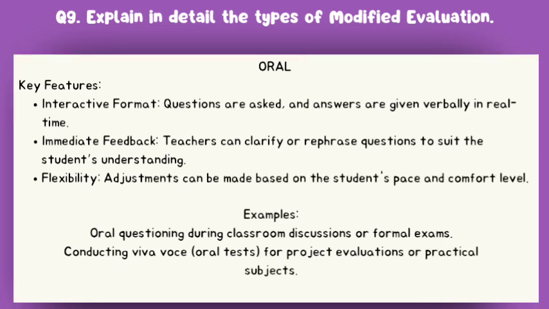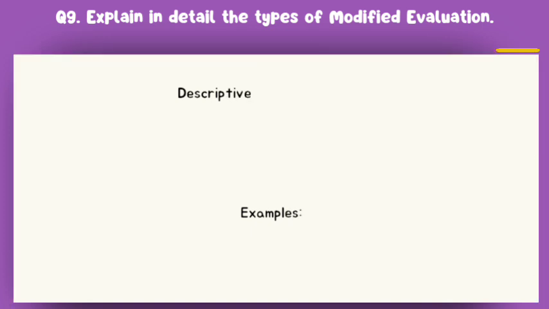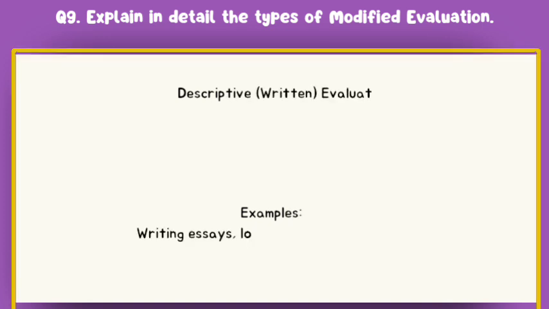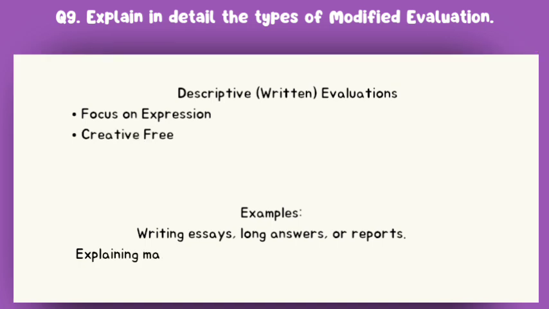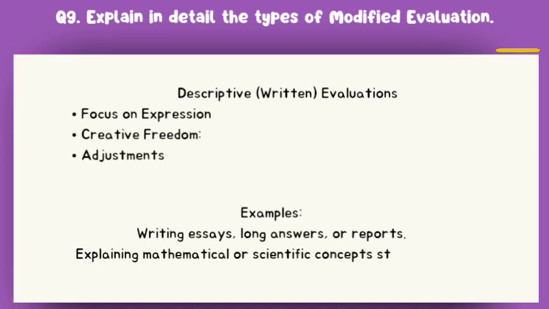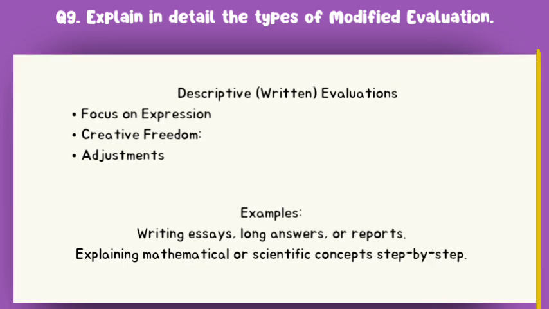Oral evaluations are particularly beneficial for students who may struggle with written assessment, providing an alternative means to demonstrate their knowledge and skills. Another type is descriptive, that means written evaluation. Descriptive evaluation requires students to express their understanding through written formats. This can include essays, reports, journals. In an essay, students analyze and discuss a topic in depth, showcasing the ability to synthesize information and articulate their thoughts.